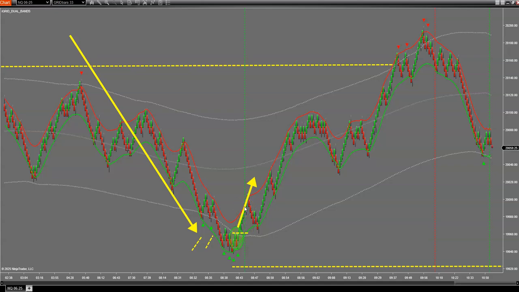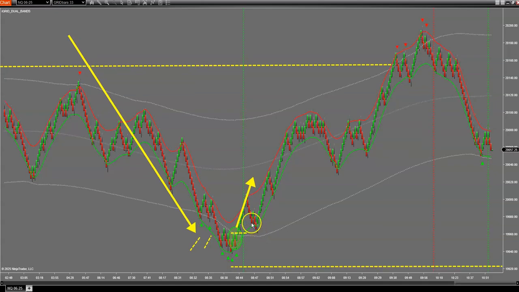Here's another really good entry. See this little pullback and then lift, where the lower part of the fast bands for a long made another hook. That is a higher pivot low. That is another brilliant entry point right in here after the second green candle close. You're getting a hook on the bands. The upper band stayed up. We're coming inside the bands. We're still below the mid band.